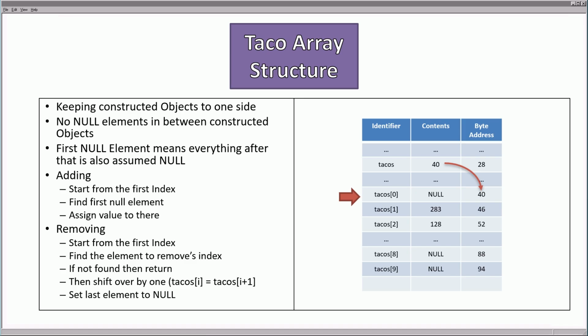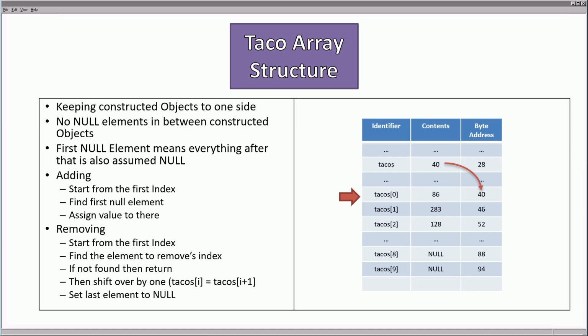But there is a bad problem with this. We cannot do this in this way because it breaks the rule for how we are structuring our data. If we were to assign this value to null right here, we have two constructed objects after it. Well, one of our rules is the first null element means everything after it has to be null. We can't remove an object in this way. So what we're instead going to do is, instead of just saying null, we are going to shift everything in that array over by 1.